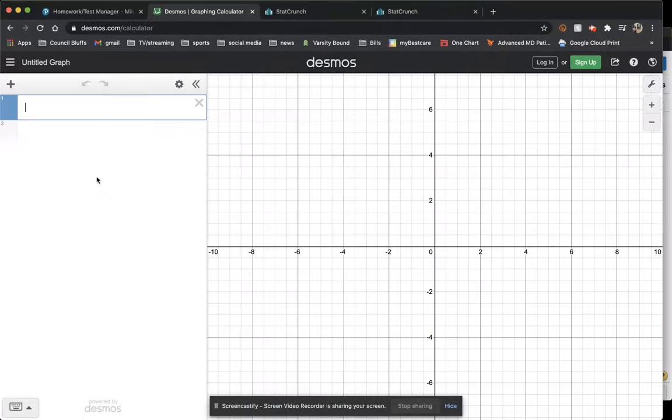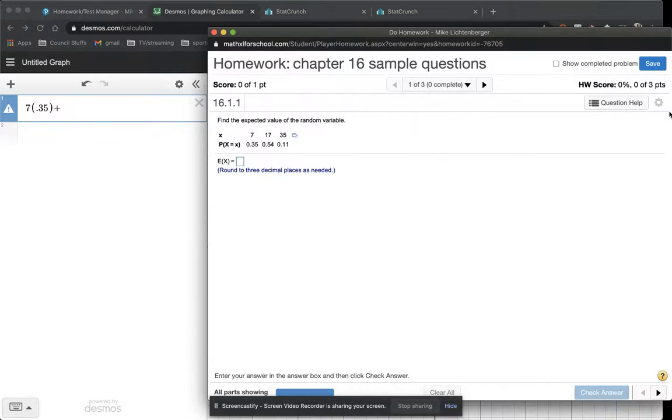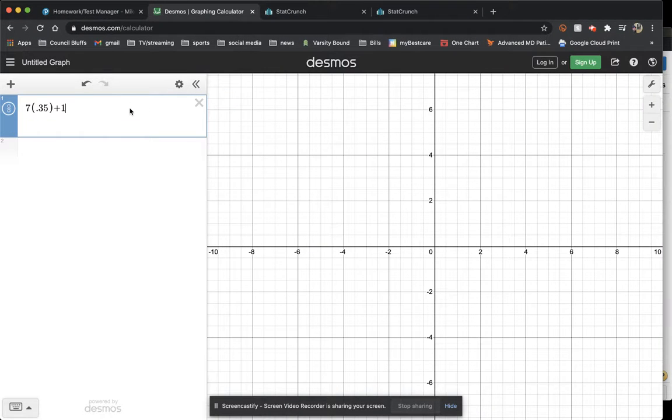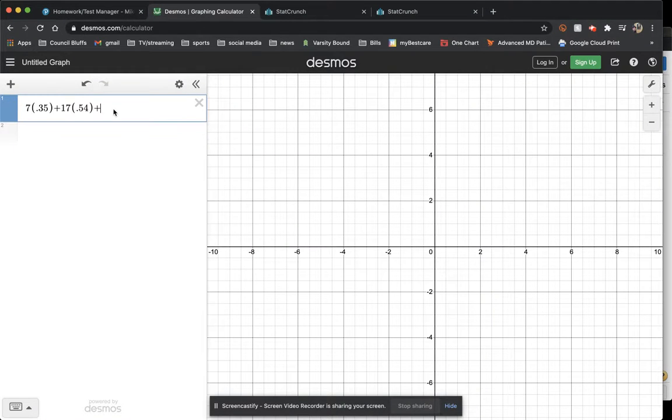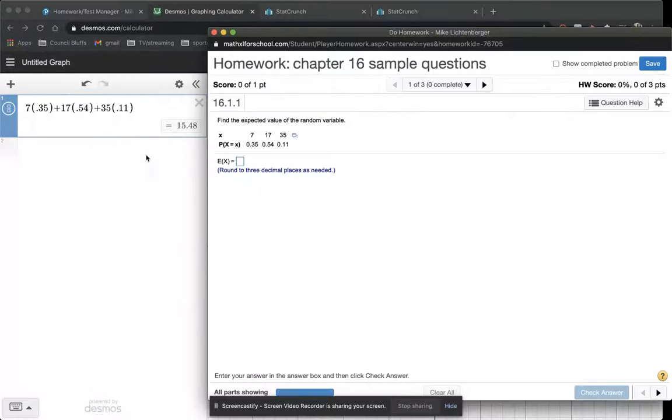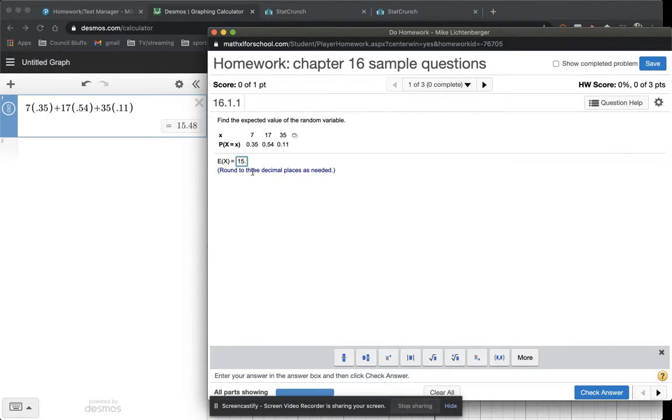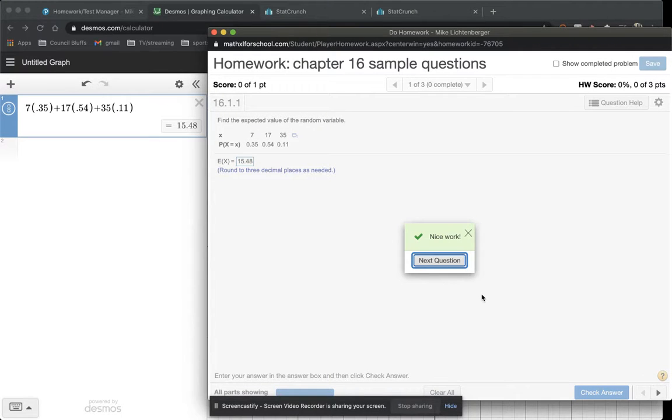So we have 7 times 0.35. And then we have 17 times 0.54. And then we have 35 times 0.11. Right, and then we add all of those together, and that is the expected value or the mean. So our expected value would be 15.48.